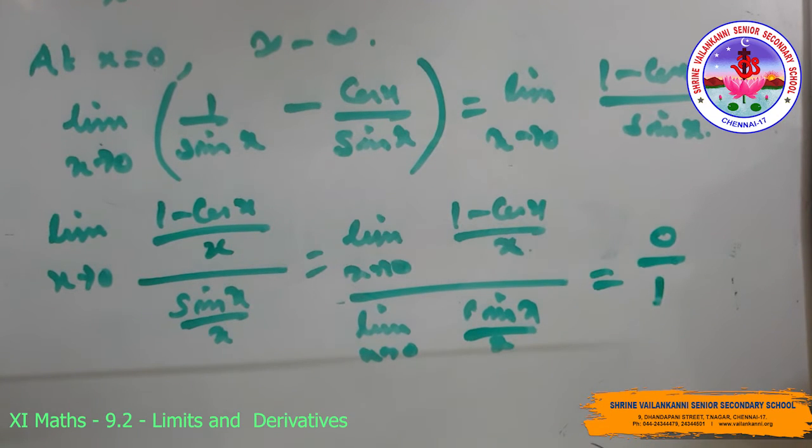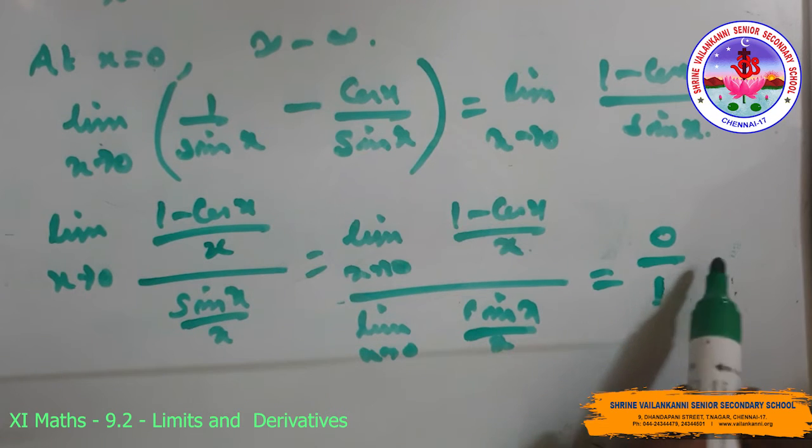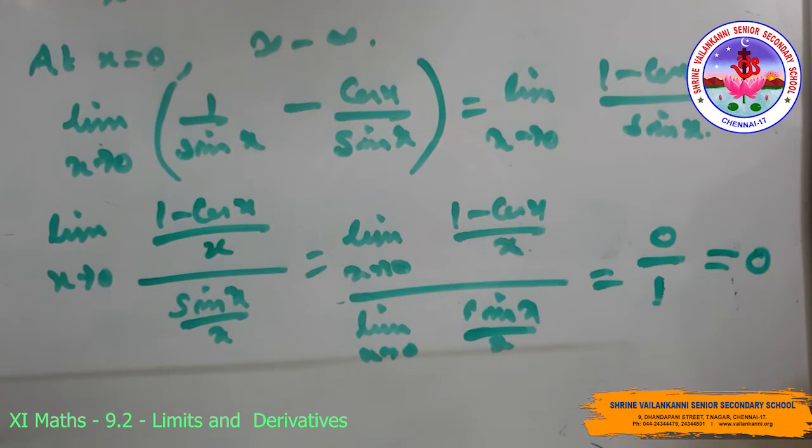Using the result limit x tends to 0, 1 minus cos x by x equal to 0 and limit x tends to 0, sin x by x equal to 1. So 0 by 1, which is equal to 0.